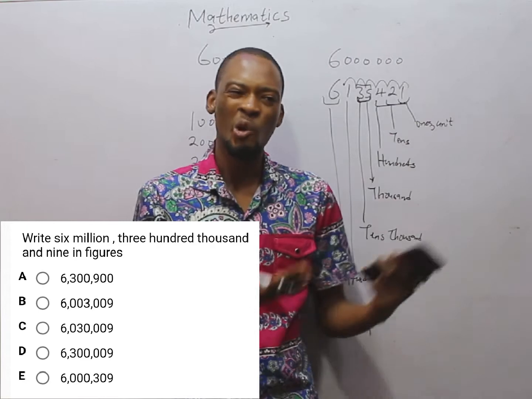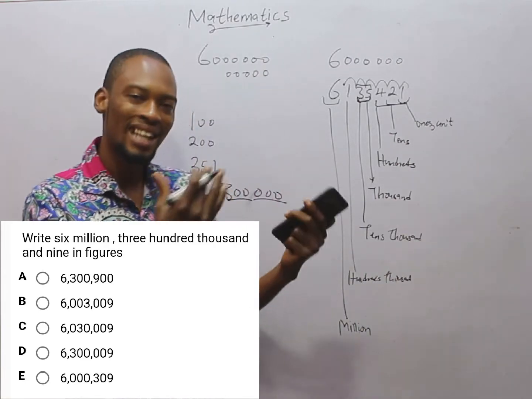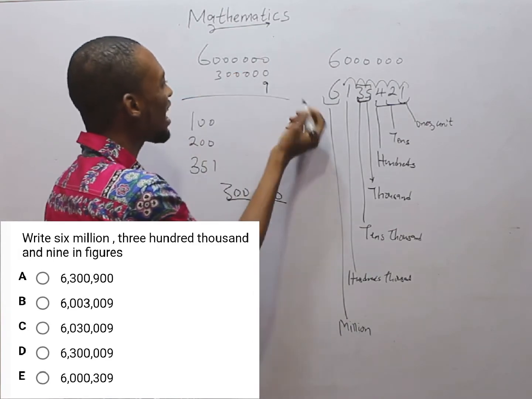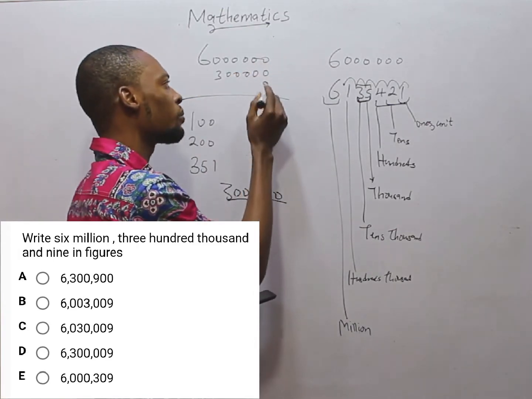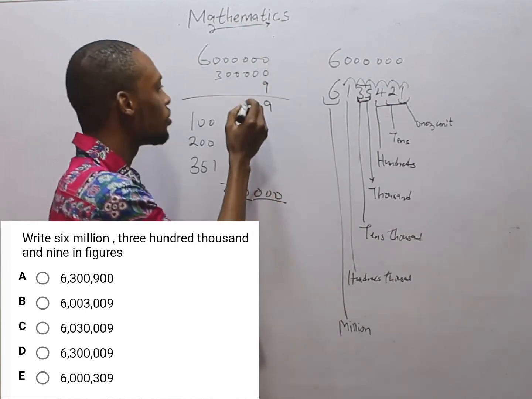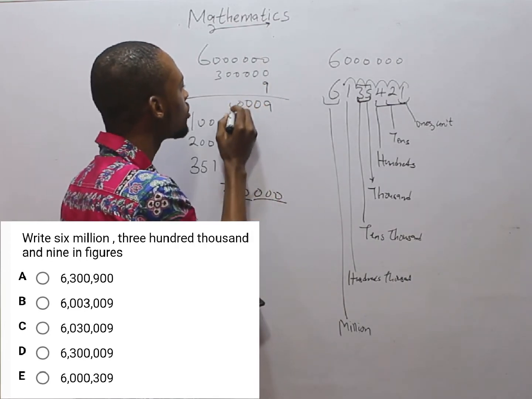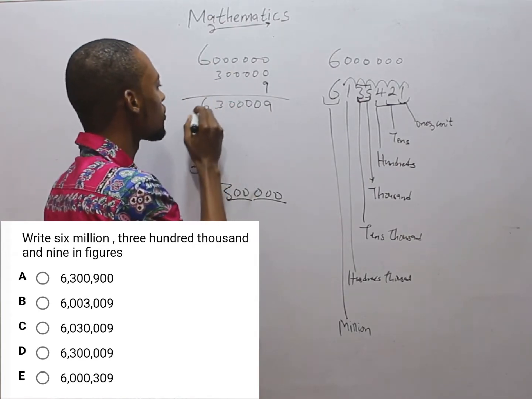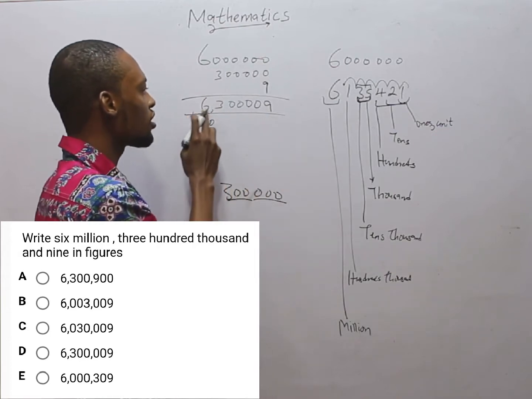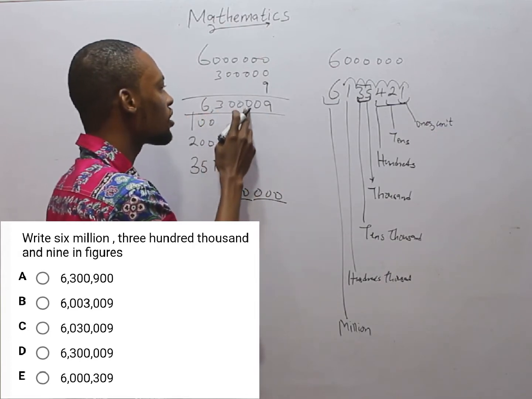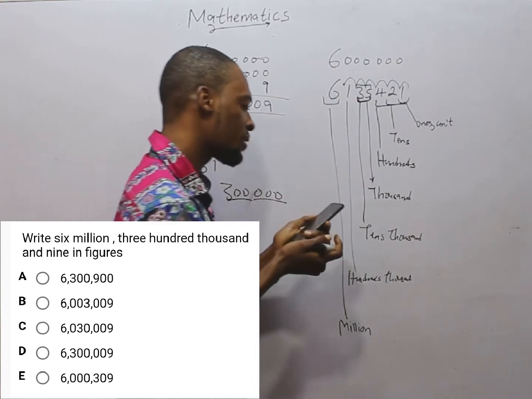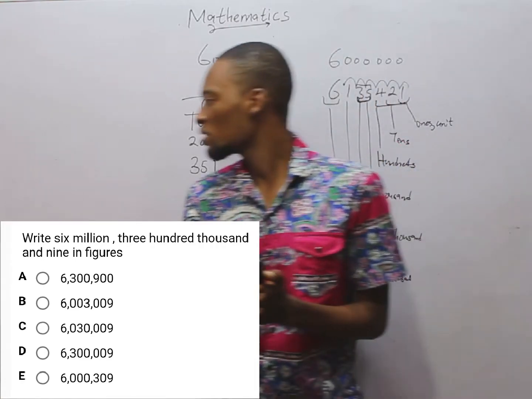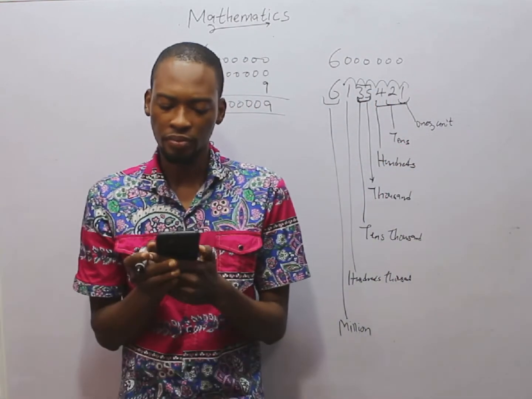They didn't say 90 or 900 or 9,000. 9. So 9 will have to hang here. So this is 300. Adding them, 0 plus 0 plus 9 is 9. 0 plus 0 is 0. 0, 0, 0. 0 plus 3 is 3. 6 plus nothing, 6 is here. So 6,300,009 in figures. That makes option D the correct option.